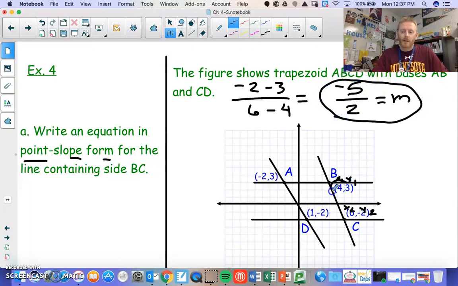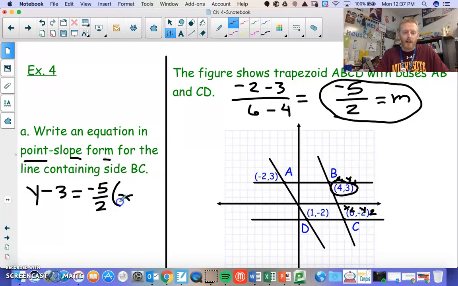And then we just got to plug one of the points in. I'm going to choose the top one because it looks cooler. So we're going to leave it in point-slope form. That's my x, that's my y. So it's going to say y minus my y1, which is a 3, is equal to my m, which we figured out to be a -5/2, times that x minus the x1, which was a 4. And this is our point-slope form.